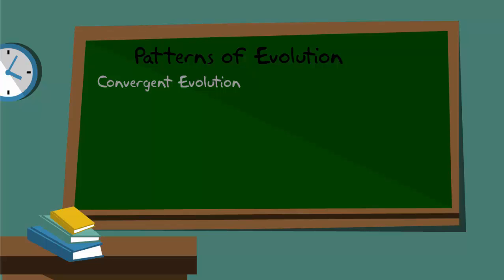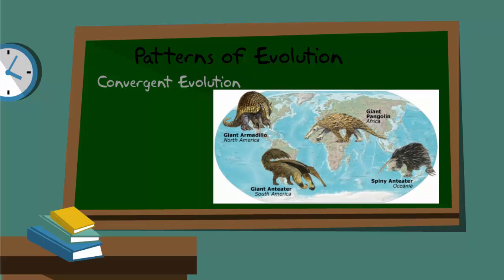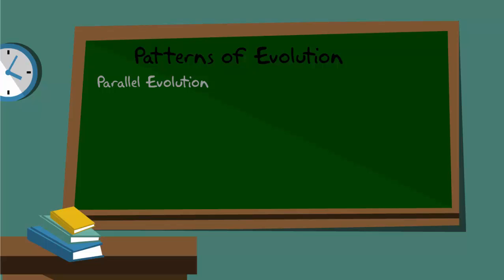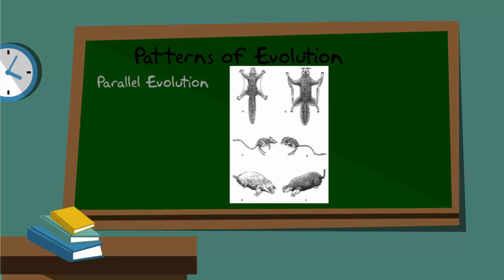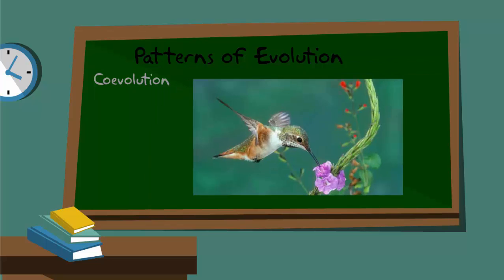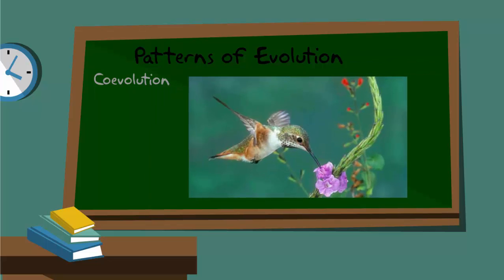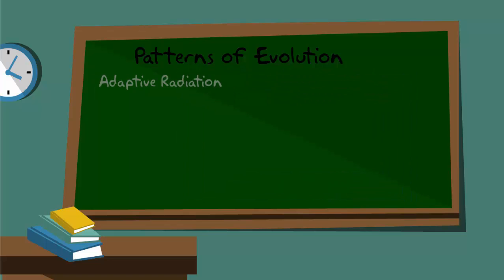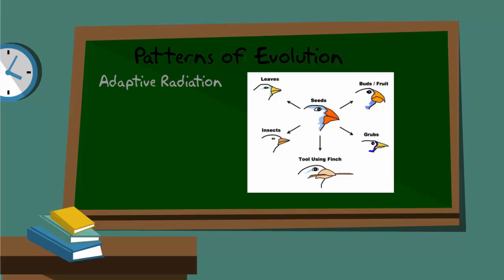Second, convergent evolution. This is when unrelated species occupy the same environment, they are subjected to similar selective pressures and show similar adaptations. Third, parallel evolution. This describes two related species that have made similar evolutionary adaptations after their divergence from a common ancestor. Fourth, coevolution. Coevolution is the reciprocal evolutionary set of adaptations of two interacting species. Finally, adaptive radiation. This is the emergence of numerous species from a common ancestor introduced into an environment.